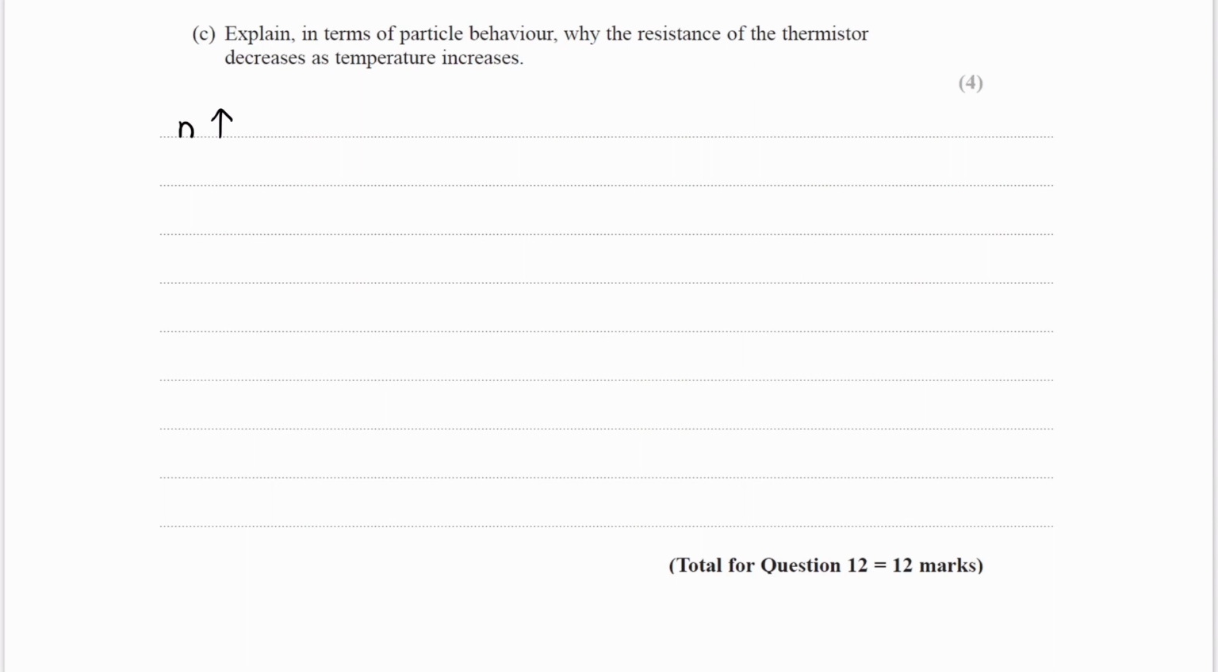You don't have to write all that down. The main thing to write for this first point is that as the temperature increases, your ions gain energy, and that increases the charge carrier density. So let's write down that first point.